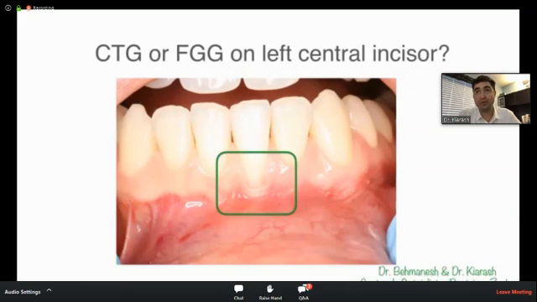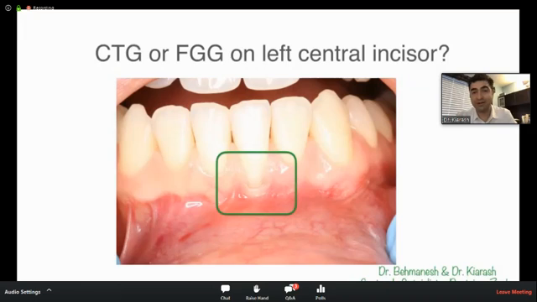So now that we know it's a Chiro 1, it tells us what? That we can do root coverage. We know we have a recession that's amenable to root coverage because it's a Chiro 1, but we have thin tissue and we have minimal attached gingiva. What are the treatment options we have?